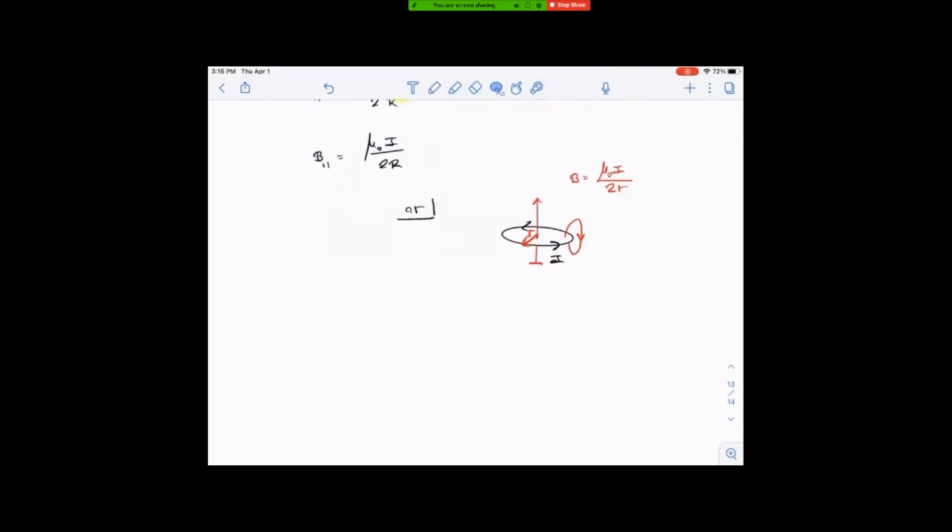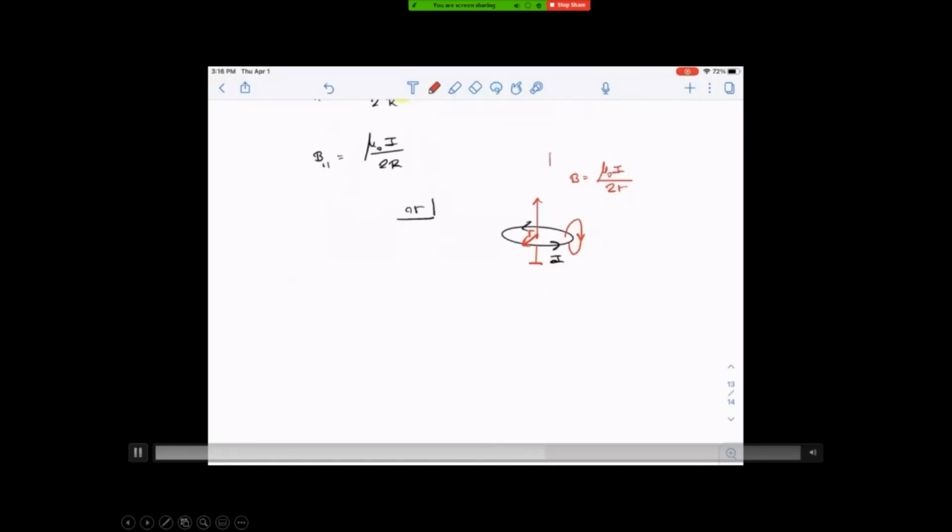I'm going to take 3 more minutes and turn this expression into something else. I'm going to express the strength of the magnetic field at the center of a circle loop of current in terms of a magnetic dipole moment, because this loop is going to act like a magnet. That's what it means.